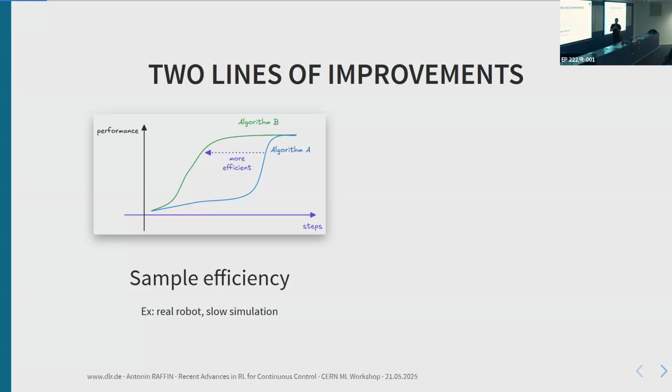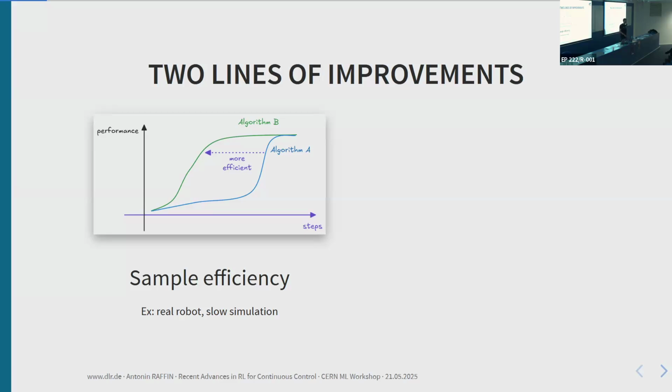There are different cases where you would be interested in improving this sample efficiency. One is if you are using real robots, when it's very costly to do any interaction with the environment, or in your case, if you have a particle accelerator, you don't want to spend too many hours interacting with it. And also in simulation, sometimes you have a very slow simulation, like with chemistry simulation. And it's also good, even if you don't have real-world interaction, to be as sample efficient as possible.